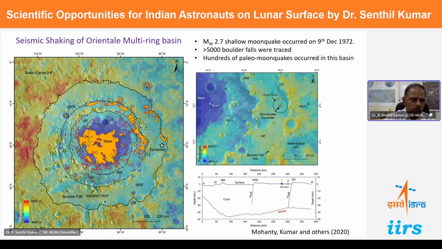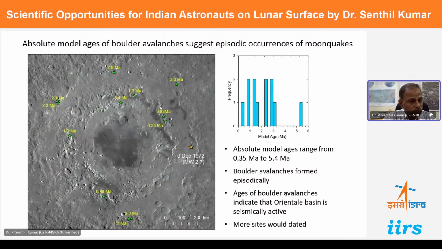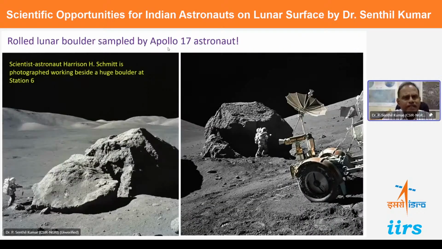Here, for example, these yellow dots are the region where a huge amount of boulder falls occurred. And we can also date these boulder falls. You see, Apollo 17 landed near a boulder fall site. For example, they went to a boulder which had rolled down, brought this sample back to Earth and dated it. They found this boulder fall occurred approximately 27 million years ago.